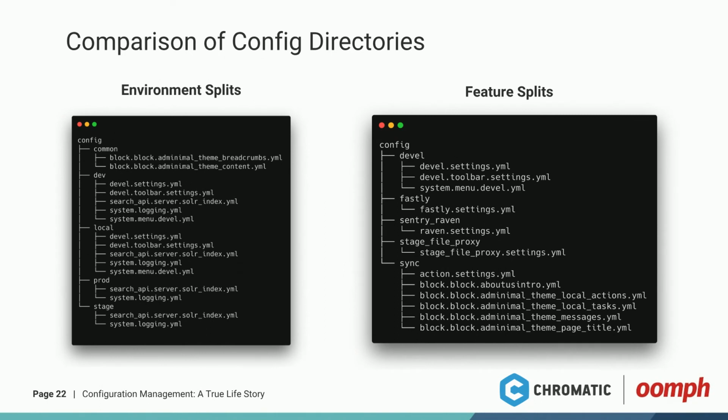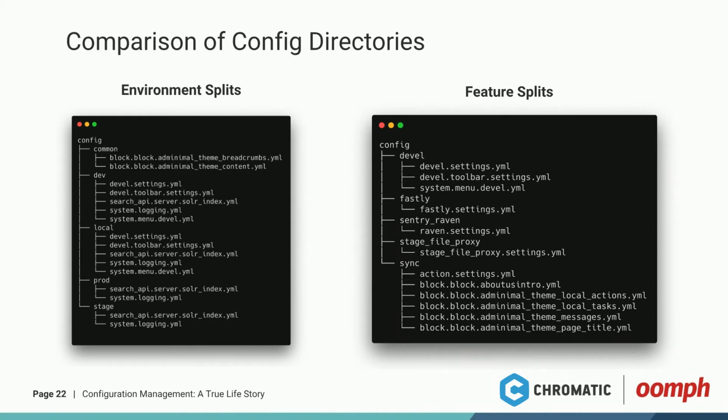So as you see here, this is kind of an overview of what the file structure looks like compared between the environment splits and a feature split. Both strategies have their pros and cons. As you can see here in the environment split, you have your common directory and then your environment splits. If you look at dev, local, and prod, you'll see that there's duplicate configuration here. You have search API, search API, search API, search API. In my opinion, that's the downside of the environment split, is that you're going to have duplicate configuration entities.